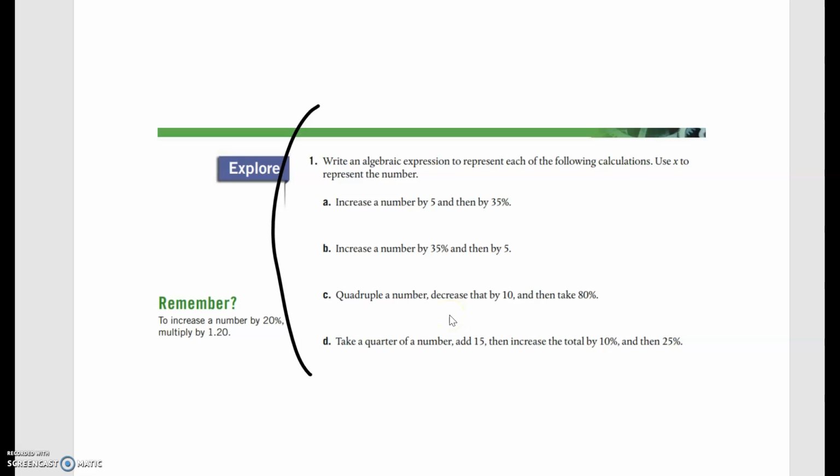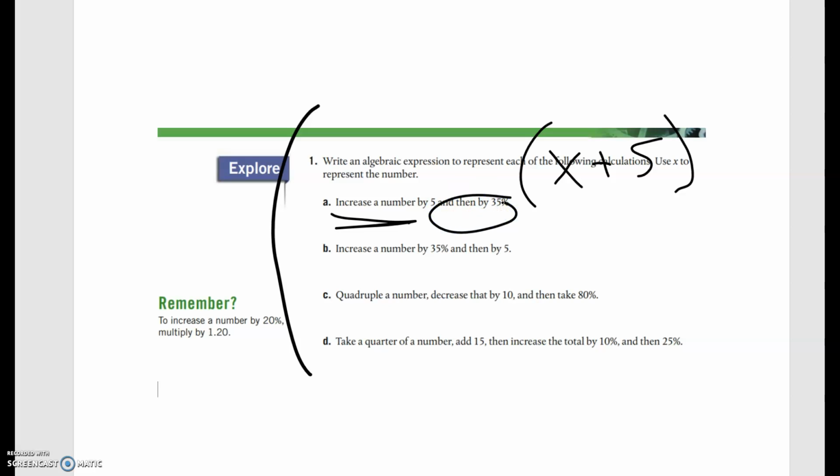Okay, so hopefully you gave these the good old college try. Let's look at these. So this one is telling us to increase it by 5 first. So I'm going to take my number, and you can use any variable you want, and I'm going to increase it by 5. And then it says after that, increase it by 35%.